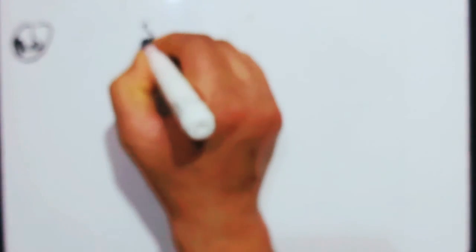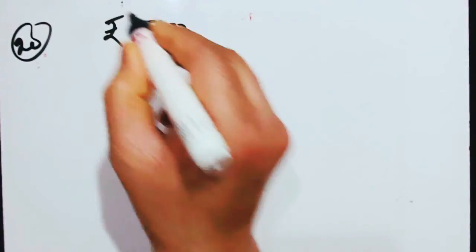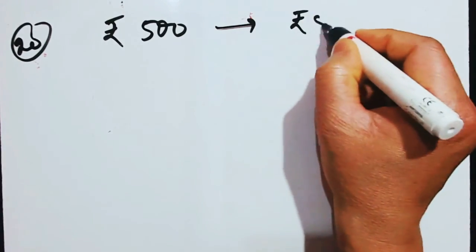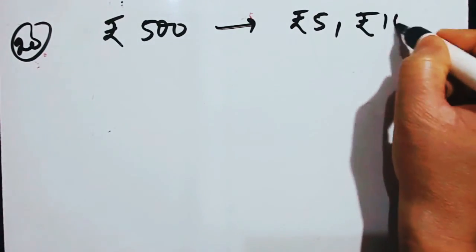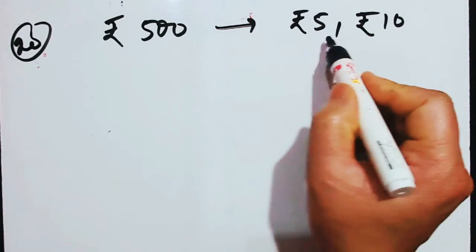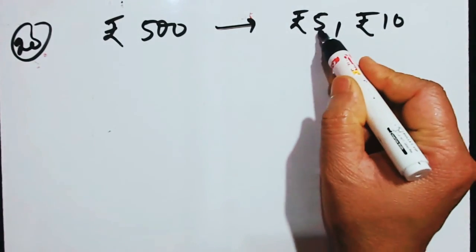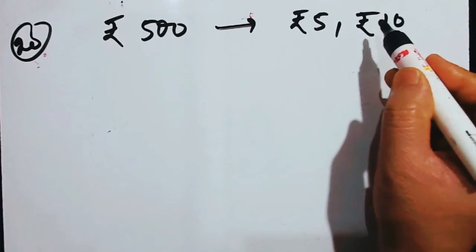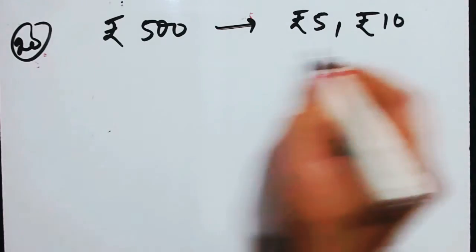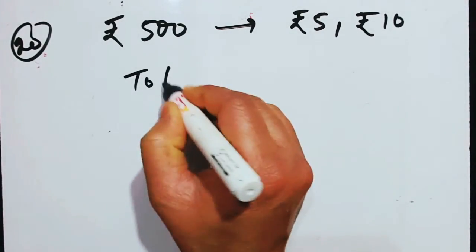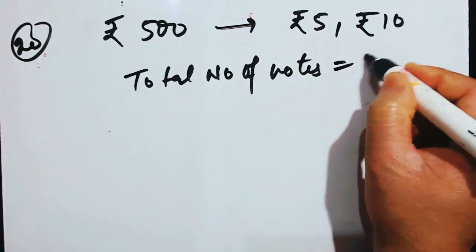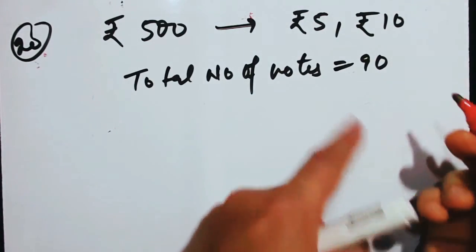says, talks about the sum of rupees 500. So 500 rupees is in the form of notes of rupees 5 and rupees 10. So 500 is divided into some rupees. I do not know how many rupees. Some rupees of 5 and some rupees of 10. If the total number of notes is 90, they have given you that total number of notes is equal to 90.